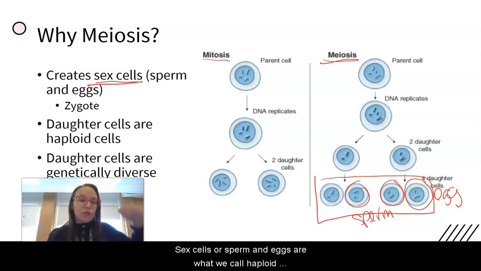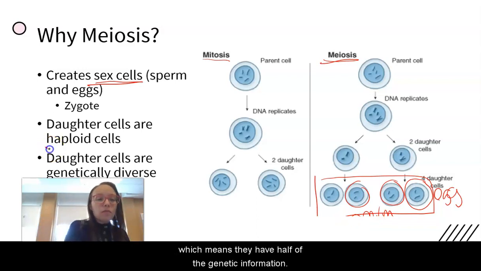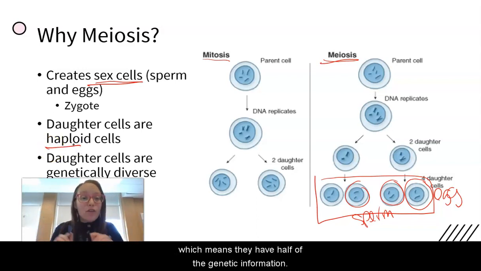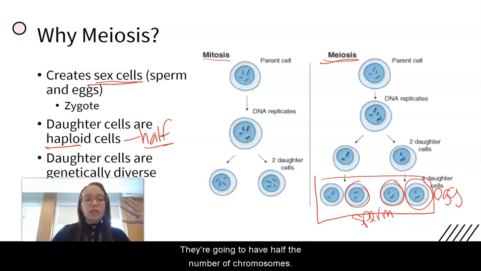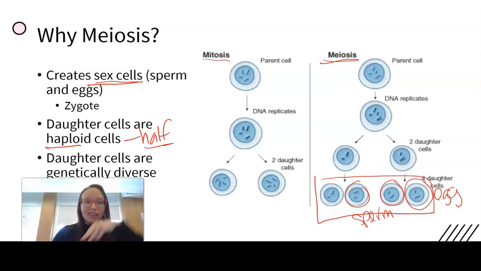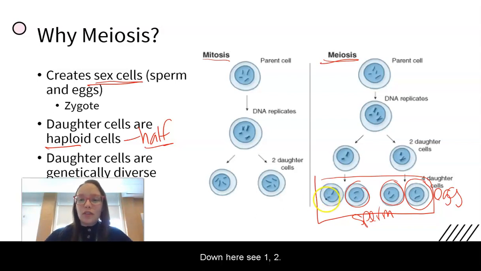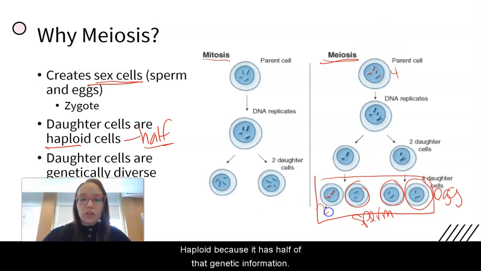Sex cells, or sperm and eggs, are what we call haploid, which means they have half of the genetic information. So they're going to have half the number of chromosomes as the parent cell. So down here, see 1, 2, up here, 1, 2, 3, 4. So that's haploid because it has half of that genetic information.